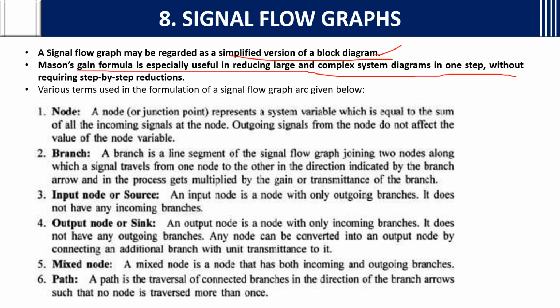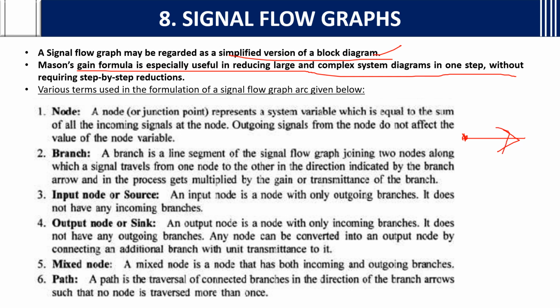Input node or source. An input node is a node with only outgoing branches. It does not have any incoming branches. Input node is nothing but the source. It has only outgoing branches. For example, this is the source node. There will be no incoming branches to that. Only from that input node, only outgoing branches will be available.